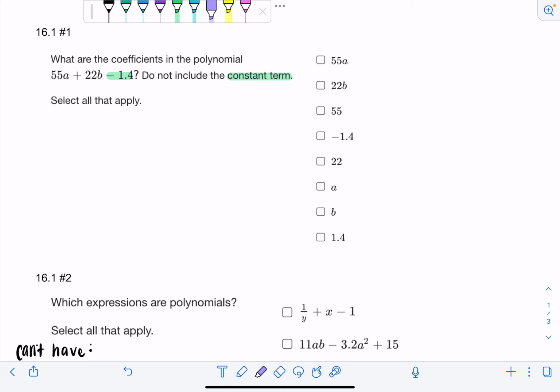And then coefficients, those are numbers that are being multiplied by a variable, usually written in front of the variable. So in the term 55a, just 55 would be the coefficient. And then in the term 22b, just 22 would be the coefficient. When we're checking our answers, you'll notice that there's a 55a and then there's a 55. The coefficient is just the number part. It doesn't include the variable part, so you would check 55. And then same thing with the 22, there's a 22b and then just a regular 22. The coefficient would just be 22, it would not include the b.